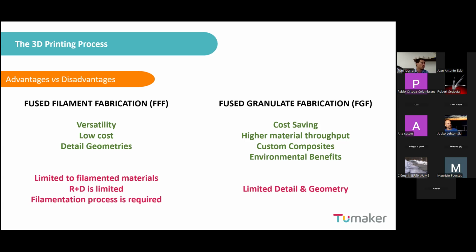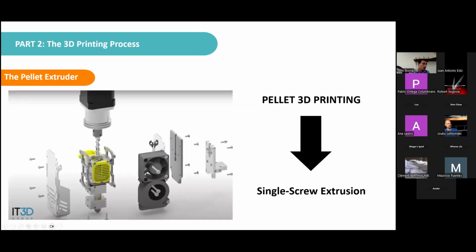compared to fused filament fabrication, which offers low cost because typically FFF 3D printers can be pretty affordable. You can buy them online for 500 euros, and you can get really highly detailed geometries. The main limitation of filament 3D printing is that some materials cannot be filamented, and therefore research and development is limited. So how do we use the feedstock?